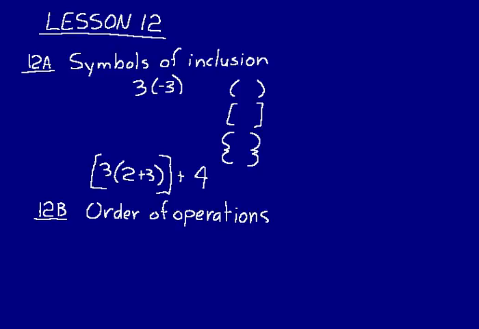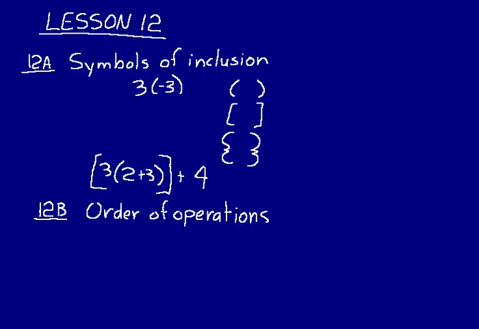Like in Lesson 11, we learned that in problems dealing with multiplication and algebraic addition, we do the multiplication first. There's a specific order that we do the problems in. Likewise, when we have symbols of inclusion, there's an order of operations, and we always do the innermost set of symbols of inclusion or set of parentheses first. Whether the operation is addition, subtraction, multiplication, division, it doesn't matter. Whichever operation is inside the innermost set of parentheses, we do that one first.